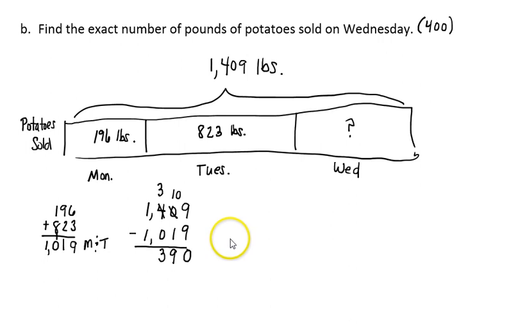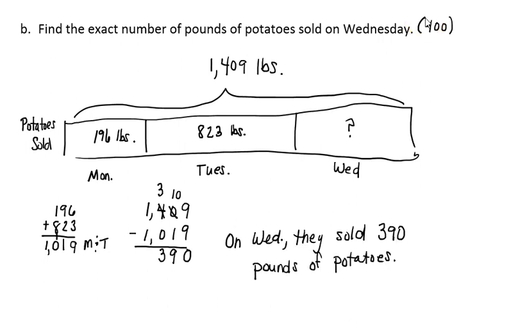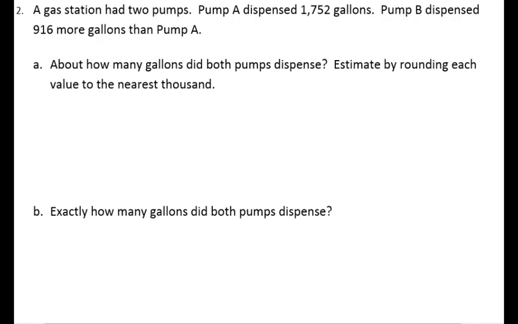That tells me that on Wednesday they sold 390 pounds of potatoes, which is pretty close to our estimated answer of 400 pounds. Let's look at another question.